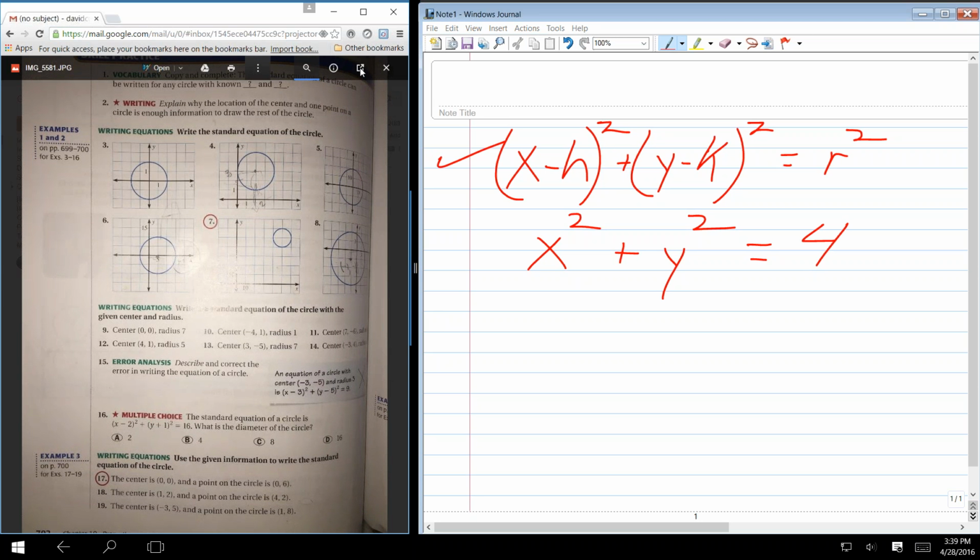Let me expand this a little bit. Let's do number 4, because that's a little harder. Really none of them are hard. Circles are really quite easy. What's the center of the circle? What are the coordinates for number 4? So where is the center?